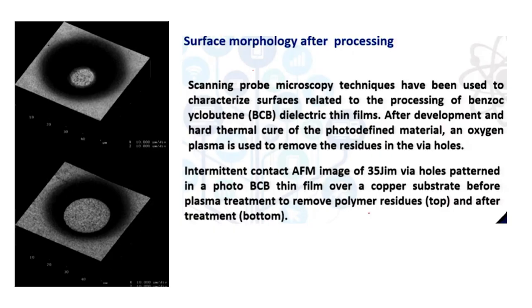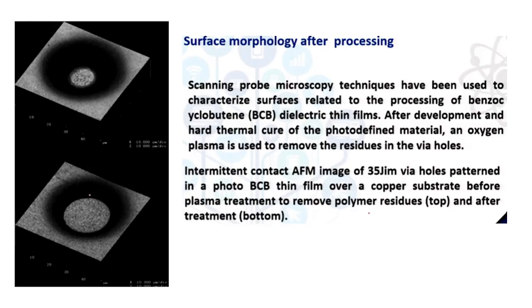Now surface morphology, if somebody wants to check what changes are happening in the surface after processing, SPM is a very important technique, and it is used in a very broad way to characterize the surface related to the processing. So this is the processing of a BCB dielectric thin film after development and hard thermal cure of the photo-defined material. An oxygen plasma is used to remove the residues in the via. So of these two images, this one is after processing, and this is before processing.